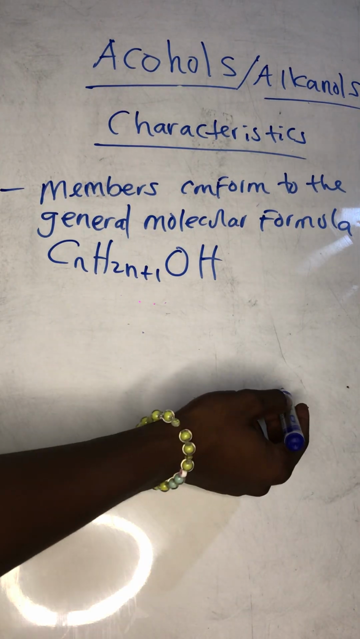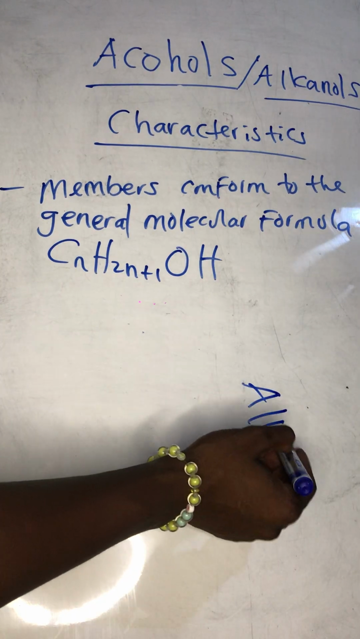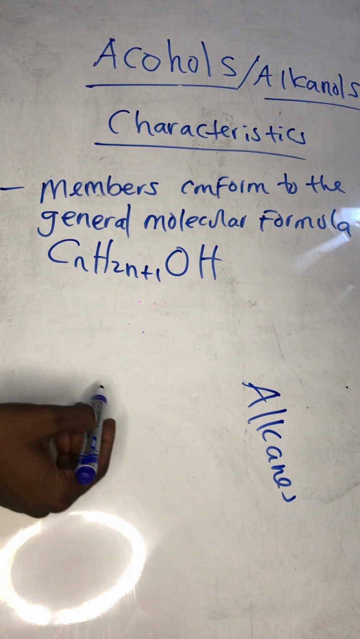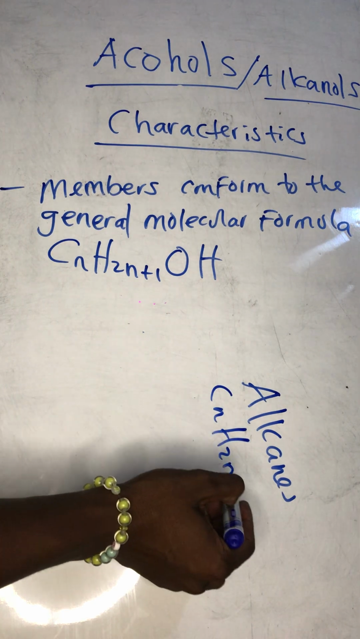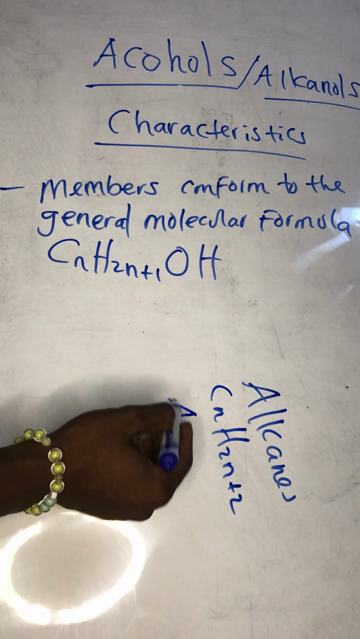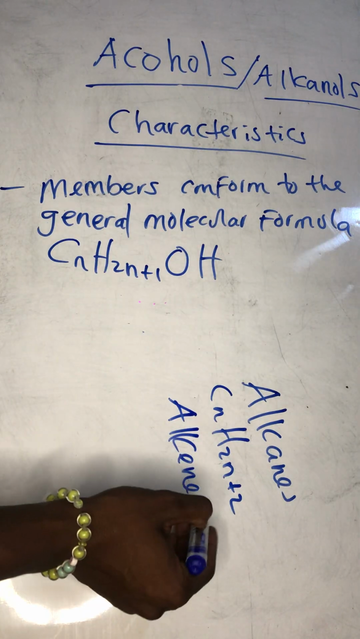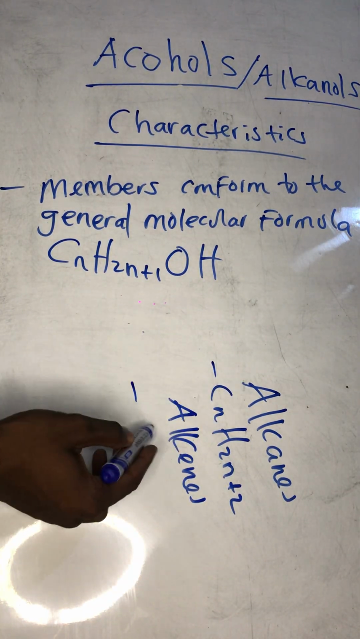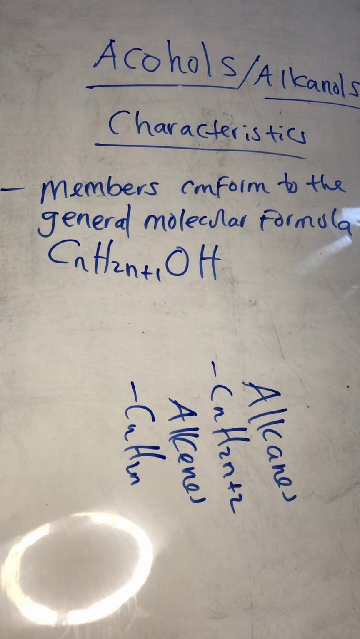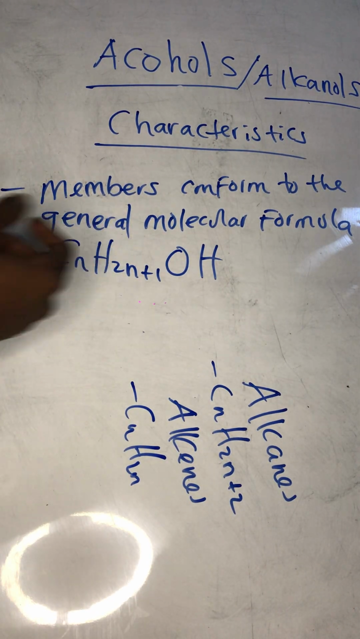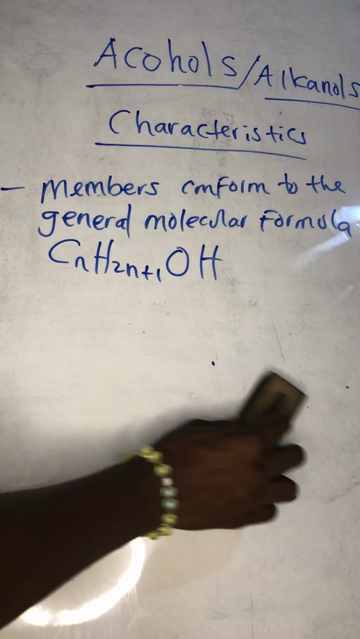If you can remember, the alkanes have got their own formula. What is the formula of the alkanes? CnH2n+2. The alkenes have got their own formula. What is the formula of the alkenes? CnH2n. And so I'm telling you that this is the formula for the alcohols. The alcohols conform to this formula here.